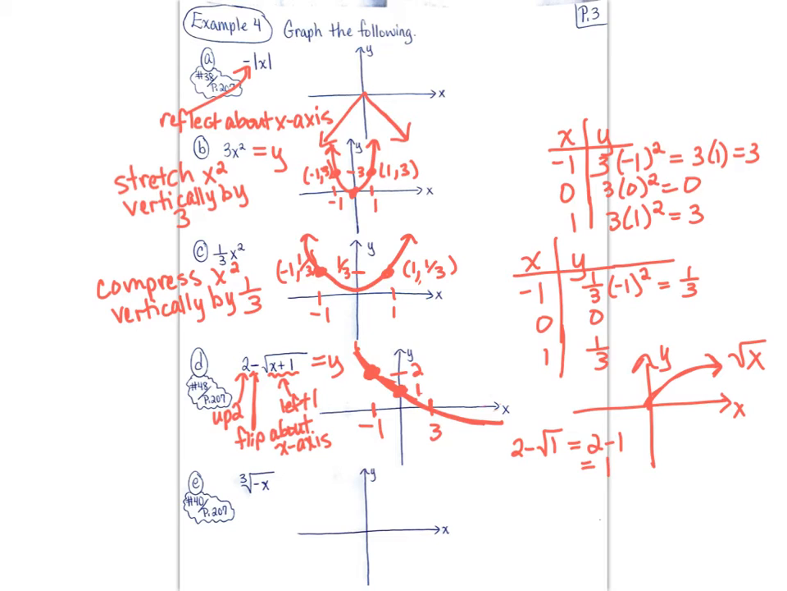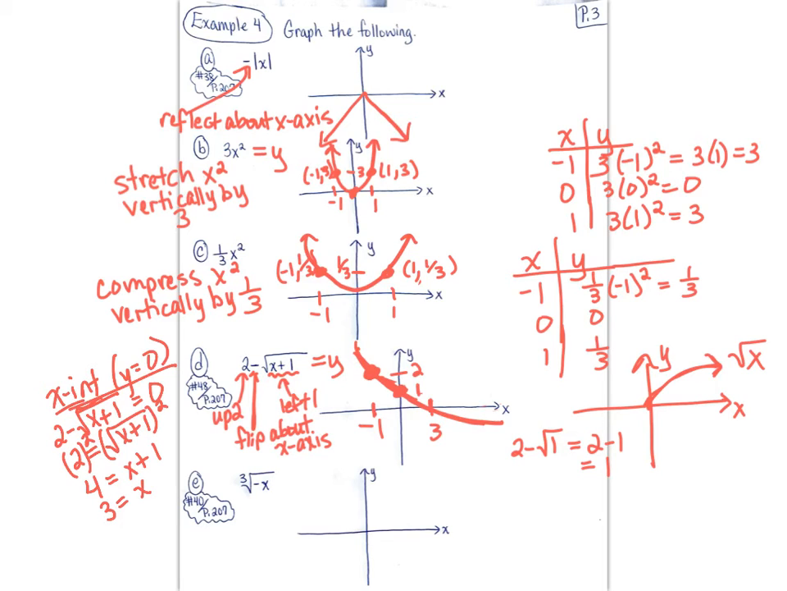And then you know it's 3 because whenever you find your x-intercept, you set y equal to 0. Setting y equal to 0 for us means 2 minus the square root of x plus 1 is equal to 0. Or we have 2 is equal to the square root of x plus 1. Square both sides. And that gives us 4 is equal to x plus 1. Or 4 minus 1 equals x. So x equals 3. That's where that comes from. So that's our graph.